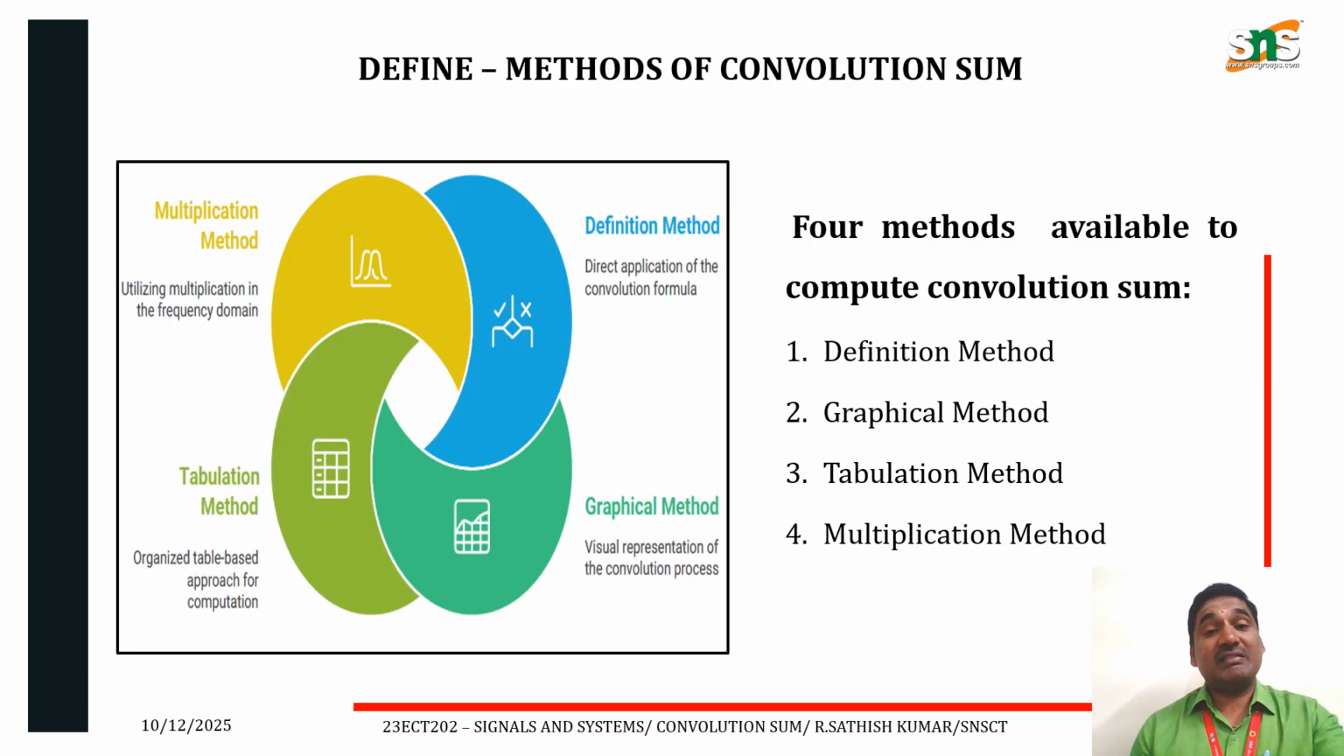Next, these are the methods of convolution sum. Four methods are available to compute convolution sum: definition method, graphical method, tabulation method, and multiplication method. The definition method means direct application of the convolution formula, and the graphical method is a visual representation of the convolution process. The tabulation method is an organized table based approach for computation. The multiplication method utilizes multiplication in the frequency domain.